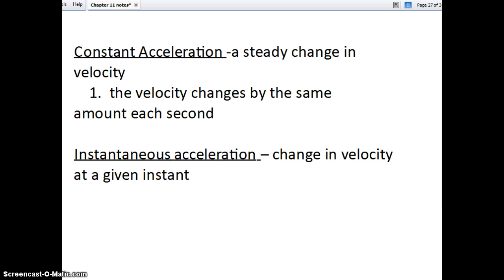Constant acceleration. Constant acceleration is a steady change in velocity. So the velocity changes by the same amount each second. Then there's instantaneous acceleration. That's a change in velocity at a given instant. So at that moment, what the change in velocity was.